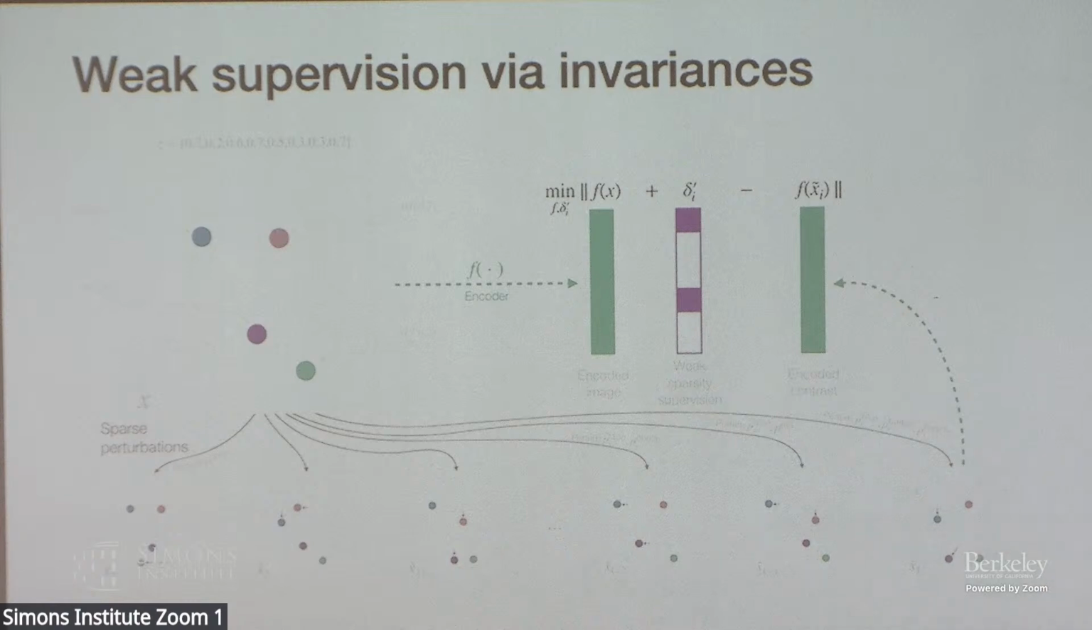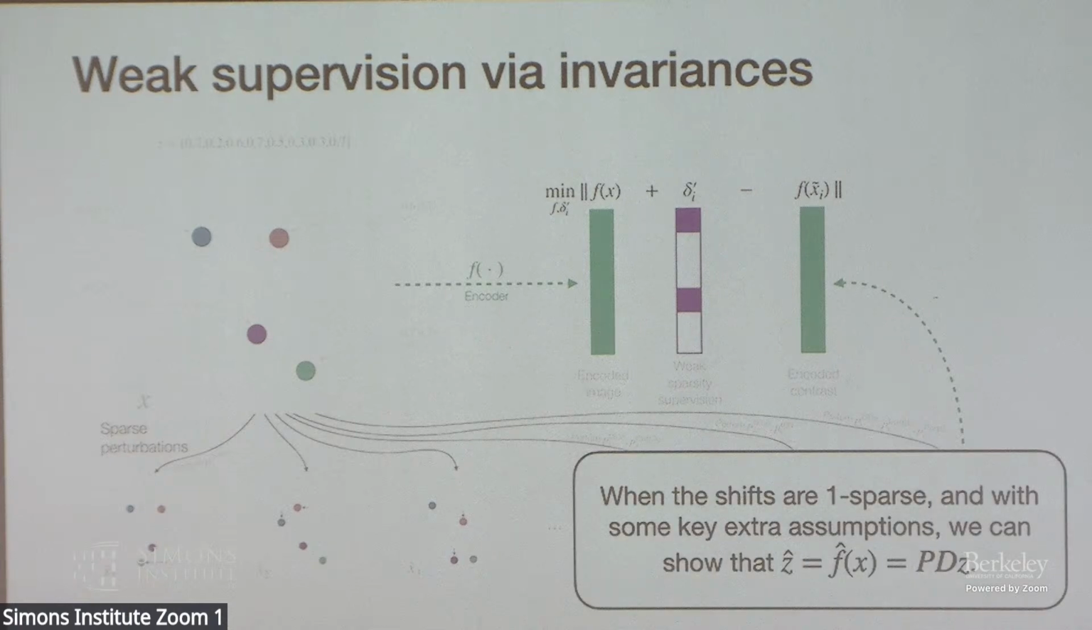Okay. Why? What does that do? What is the sparsity regularization in differences? Remember, what does this do? Well, we can prove theoretically, especially when the shifts are one-sparse, that all of the solutions learned by this particular objective, the minima, are going to be z hat, which is f hat of x, such that it's related to the ground truth up to a permutation and scaling.